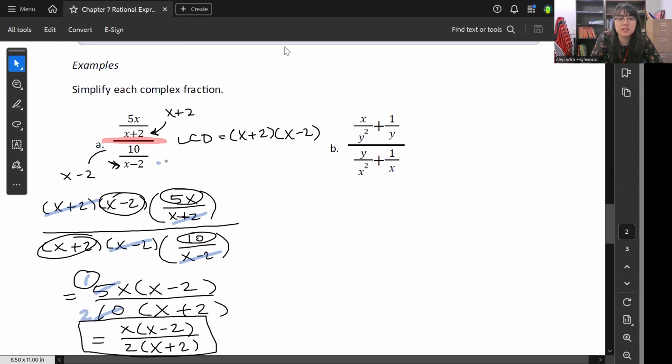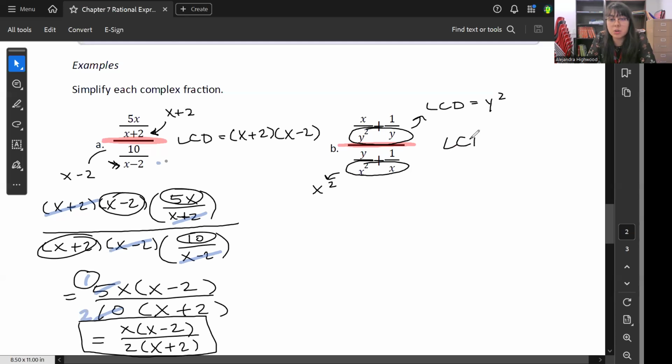We're going to repeat that process with this example, which looked really, really bad in the first objective when we simplified this. Identify your main fraction bar and focus on identifying the least common denominator of your numerator. In your numerator, your denominators are y squared and y. The least common denominator would be y squared. In the denominator, your least common denominator would be x squared.